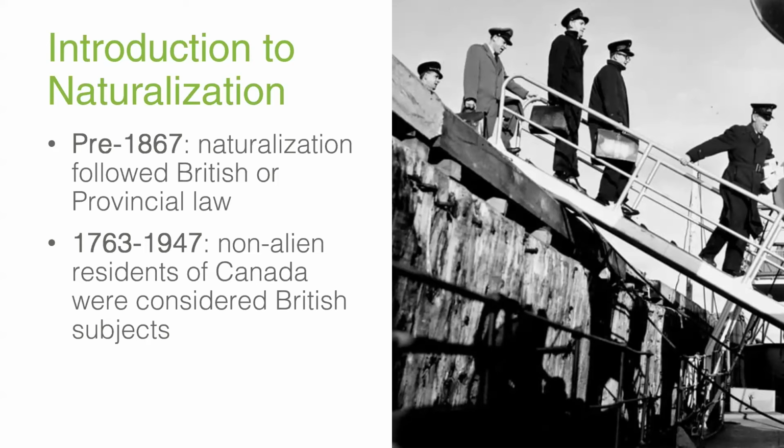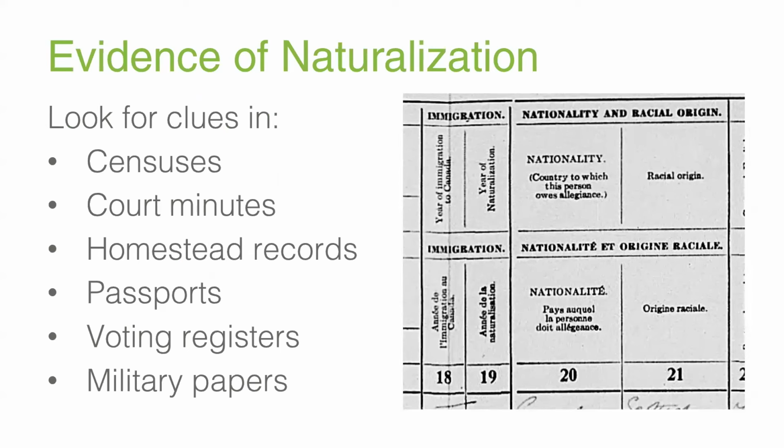So up until 1947, all those British subjects, all the people coming from the British Isles, had no need to naturalize in Canada. So you won't find records for them during that time, which is unfortunate for us. But there are other records to use to help find birthplaces and towns where they might have come from in the British Isles. When you're looking for naturalization, you want to look for clues in censuses, local court minutes, homestead records, passports, voting registers, and military papers. All of them could contain clues that your ancestor naturalized. Just keep in mind and look at dates and places as they're in these records.